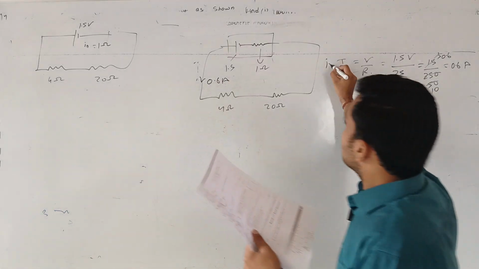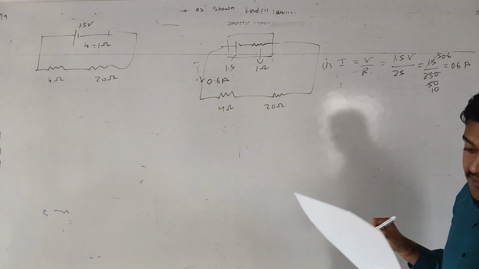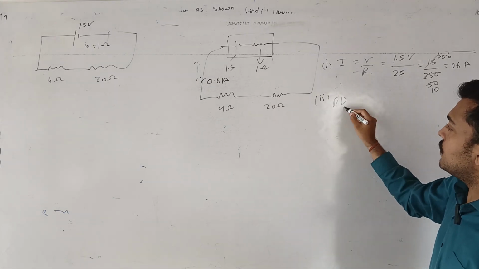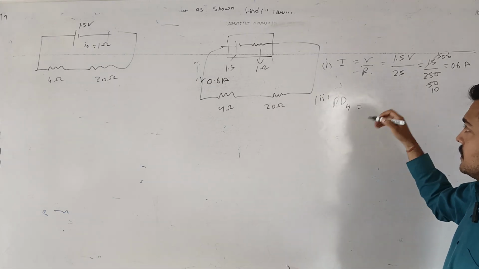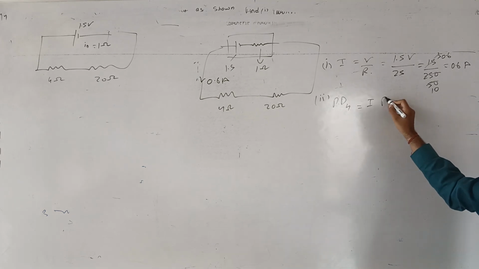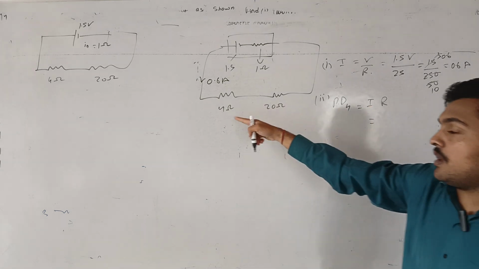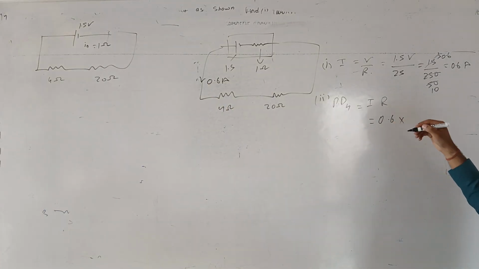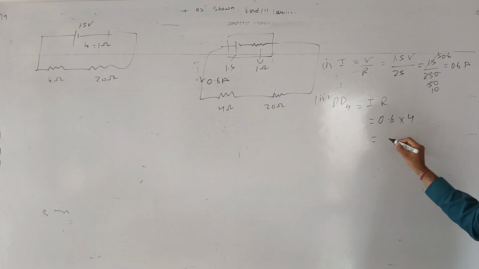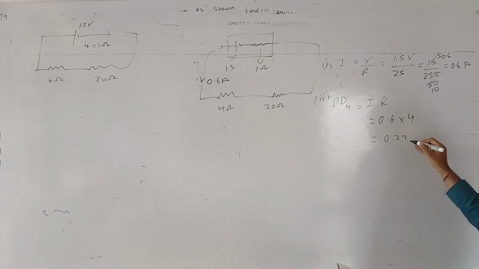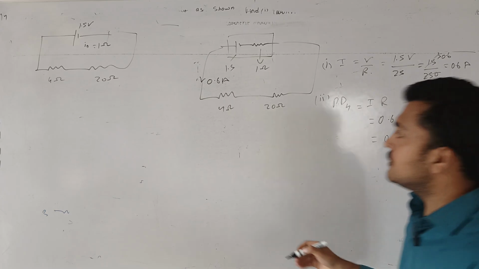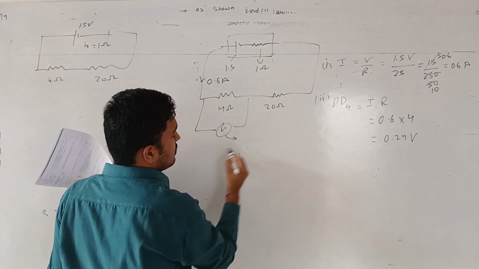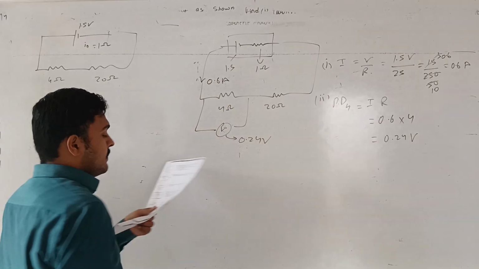That is our first part. Now the second part, the potential difference across the 4 ohm resistance. The potential difference across the 4 ohm resistance is V equal to I into R. So I through the 4 ohm resistance is 0.6 ampere, and the resistance is 4 ohm. So 0.6 into 4 is 2.4 volt. That is the potential drop across the 4 ohm resistance.